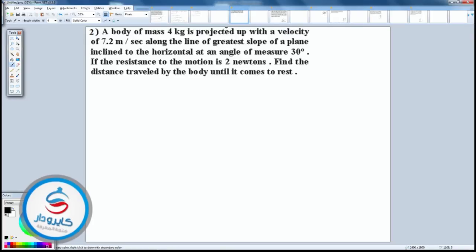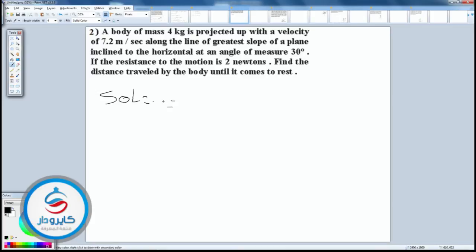Question number 2. A body of mass 4 kg is projected up with velocity of 7.2 meters per second along the line of greatest slope of a plane inclined to the horizontal at an angle of measure 30 degrees. If the resistance to the motion is 2 newtons, find the distance traveled by the body until it comes to rest. Solution.